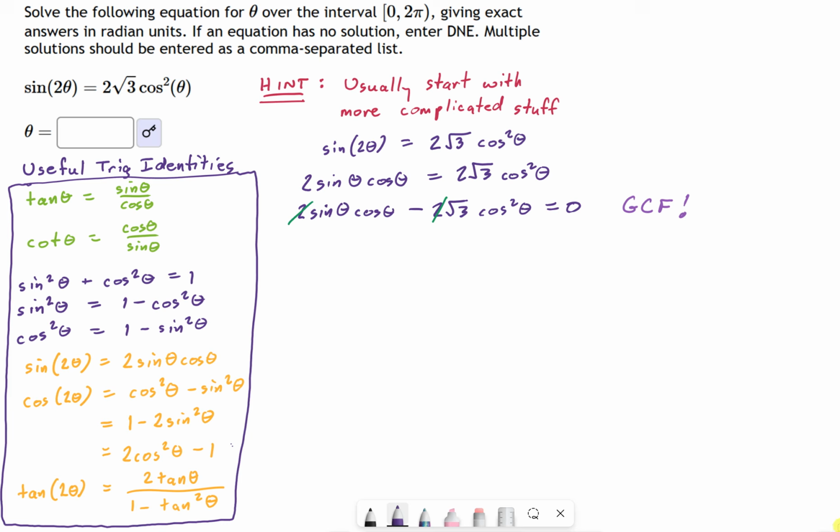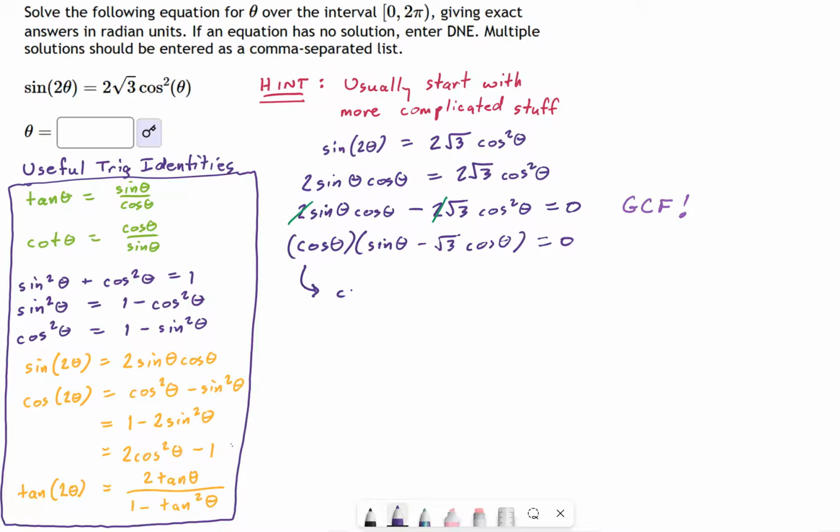It's the cosine, right? I can take cosine out as a factor. That's the most basic kind of factoring. And what's left behind is sine theta minus radical 3 cosine theta. And the result is equal to 0. Now, if you remember how factoring works, we have to solve each of these separately.